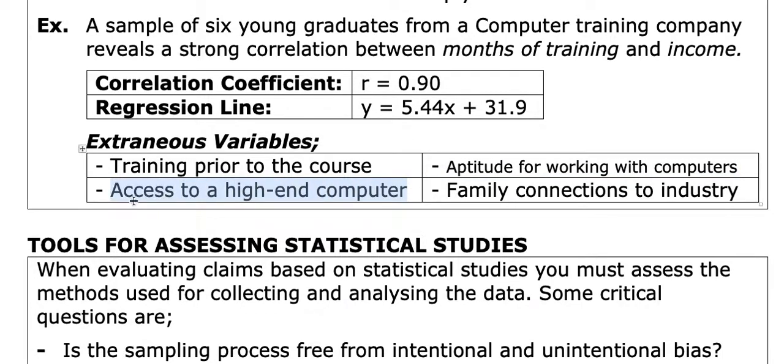Next, access to a high-end computer. This isn't going to necessarily be helpful for all people because not all people have equal access to the same quality of computers that are needed for this training. So, family connections to the industry. We have to remember that we're talking about income here, and if you've heard of the term nepotism, meaning the connections that you have can get you jobs. We're not considering that with any of these 6 individuals as to how they got hired with these companies that are providing this income.